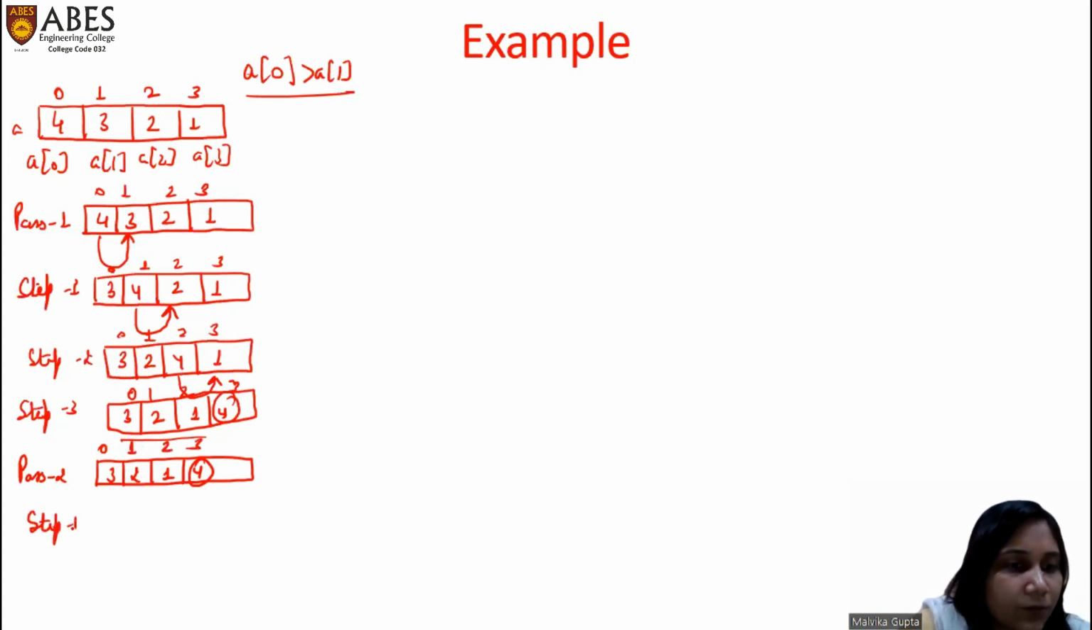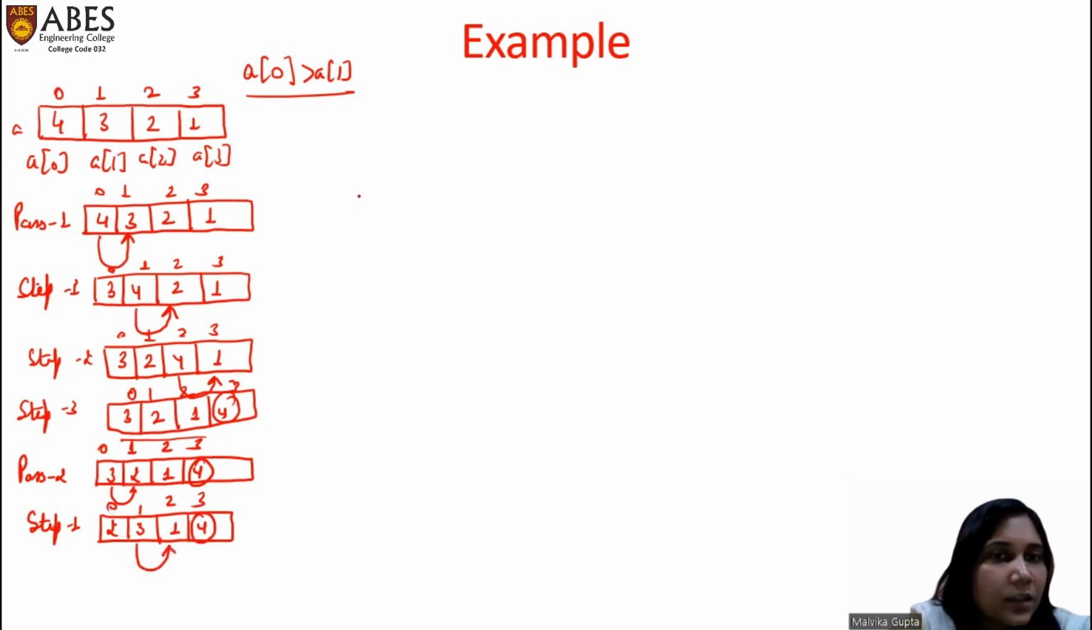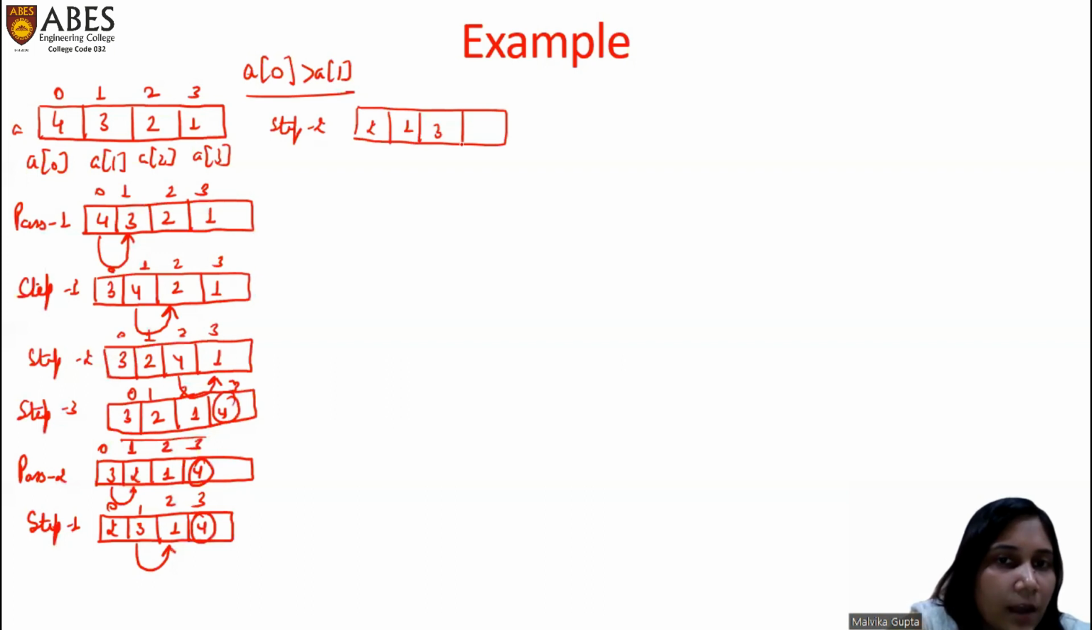So step 1, what will happen with this step 1? 3 is greater than 2, condition is true. So if it is true, then we are going to perform swapping. 1, 4. It is fixed. 0, 1, 2, and 3. 3 and 1. 3 is greater than 1. Yes, true. So what will happen? For step 2, I'm going to put it over here. 2, 1, 3, and 4.